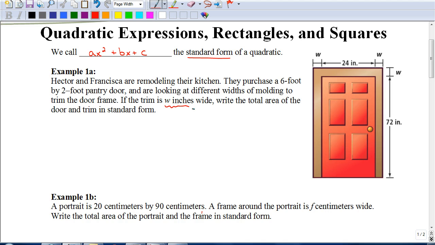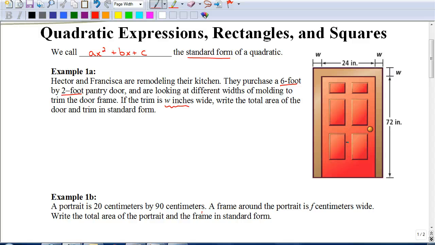A couple of notes here. First off, our units always have to be consistent. So if our trim is going to be measured in inches, that means we want to change these measurements, our 6-foot by 2-foot pantry door, we want to change those dimensions to be in inches, which they've done for us in this diagram. But a lot of times with what we're going to be doing today, they're not going to give you a diagram, so you just want to make sure again that your units are consistent. Secondly, if we hadn't had a diagram here, you'd have to create your own.